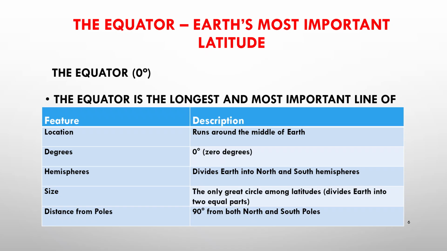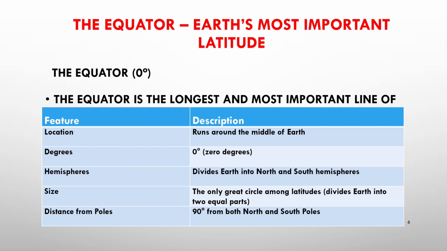The equator, the Earth's most important latitude. Now, let's focus on one specific latitude that deserves special attention. That is the equator. The equator is not just any latitude, it is the most important one, and understanding why will help you grasp the significance of the entire latitude system.